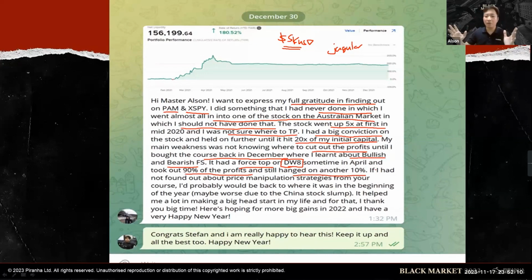So it doesn't really matter, because he really took about 90%. Just like me when I trade crypto, after I take out 90%, the remainder doesn't really matter. The key is profit taking. And he mentioned this: if I had not found the price manipulation strategy, I probably would be back to where I was at the beginning of the year, and maybe worse due to the China stock market slump. He said it helped him a lot in making a big head start in his life, and for that, he thanked me big time.